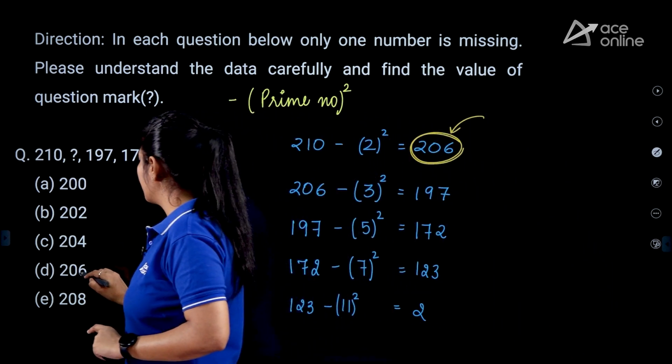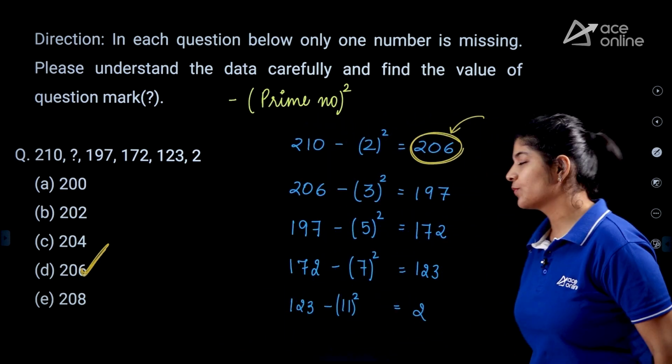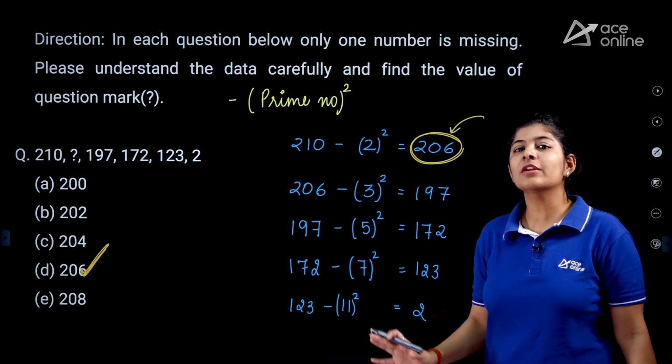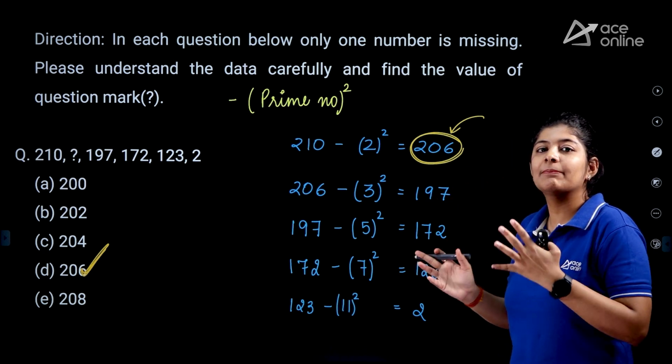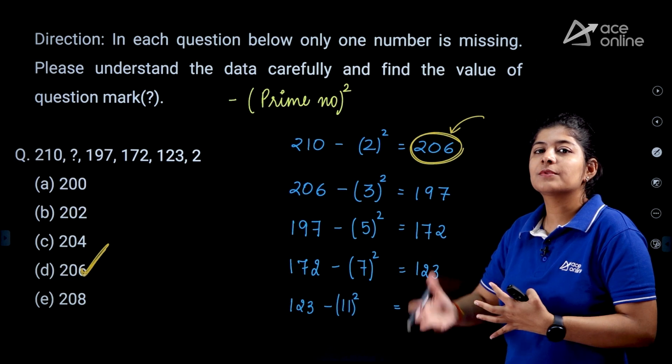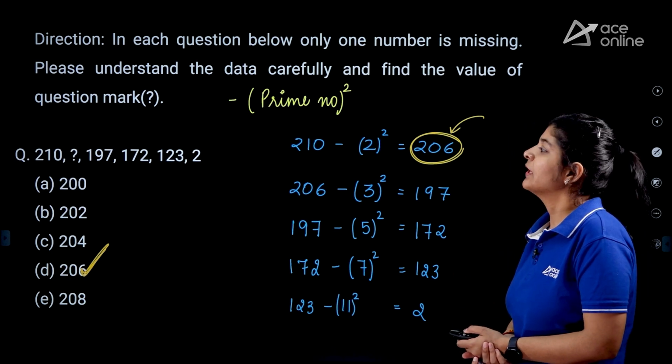So the correct answer over here is option number D. The correct answer over here is what? Option number D. So whenever you are having questions from this particular chapter, just simply start playing with the numbers. Just start observing the numbers that you are having. Is it clear? Okay. Next.